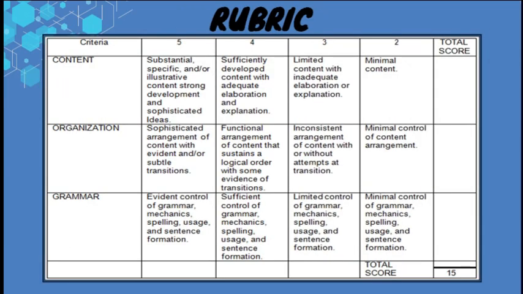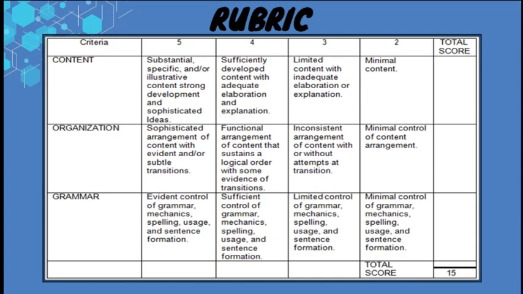So this is your rubric. Criteria: content, organization, and grammar. You will be scored 5 if your content is substantial, specific, and/or illustrative, with strong development and sophisticated ideas. Organization is a sophisticated arrangement of content with evident and/or subtle transitions. For the grammar, there is evident control of grammar, mechanics, spelling, usage, and sentence formation.